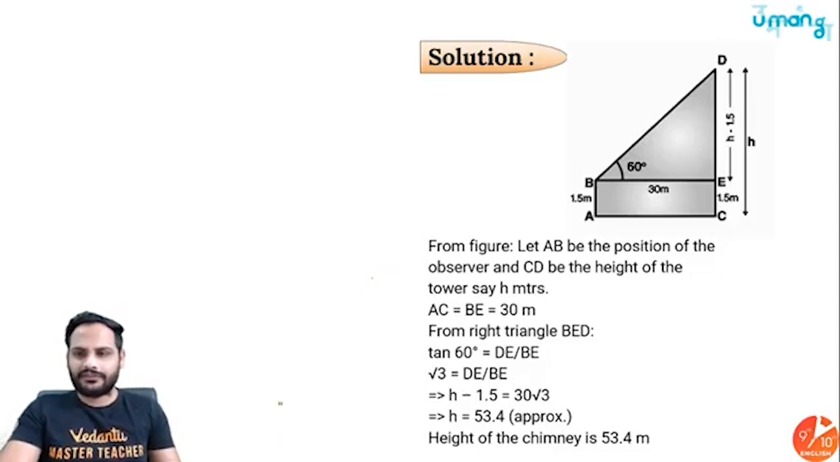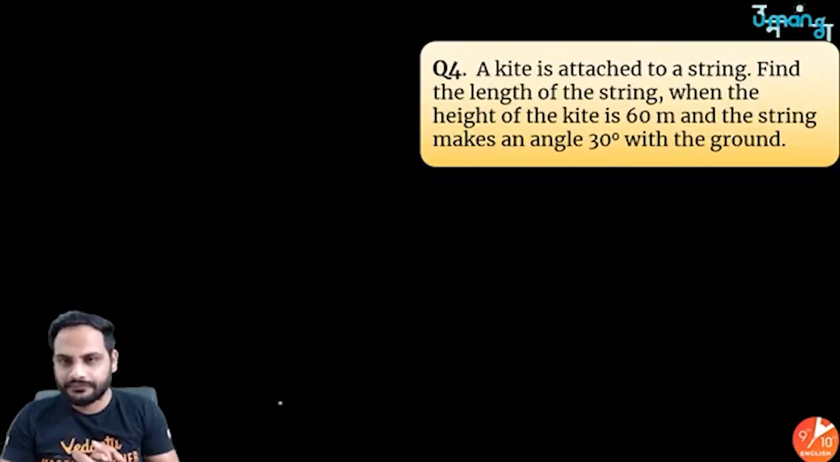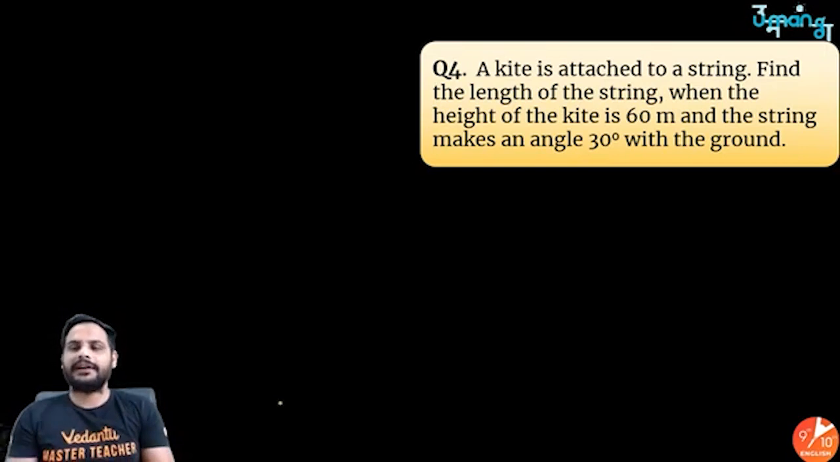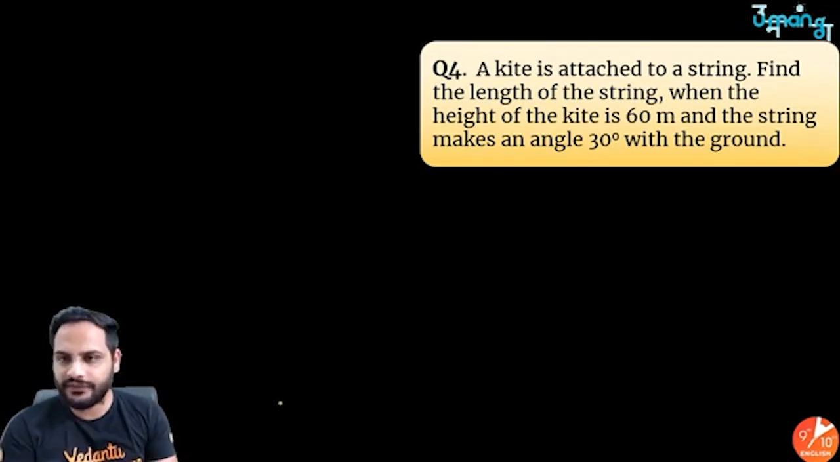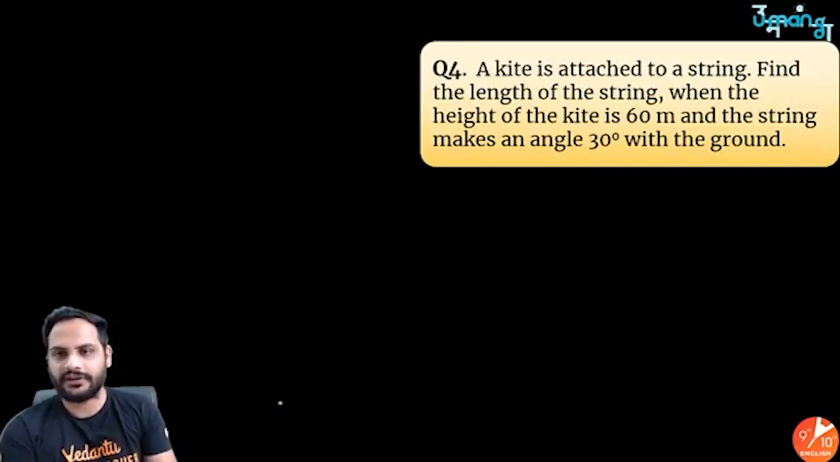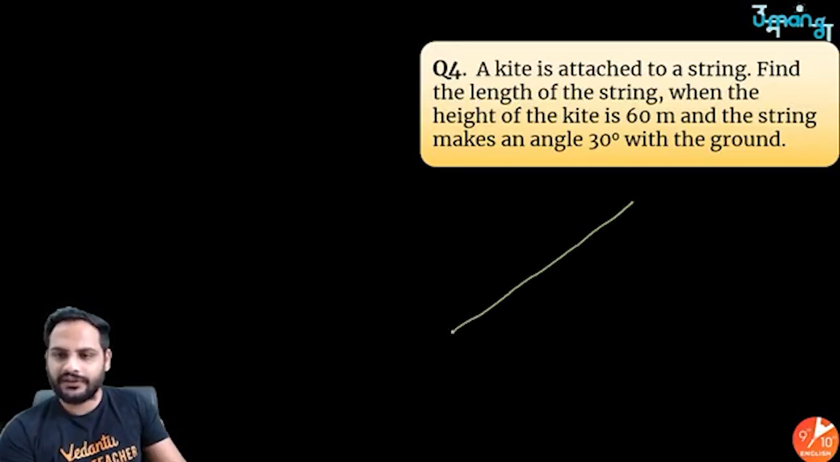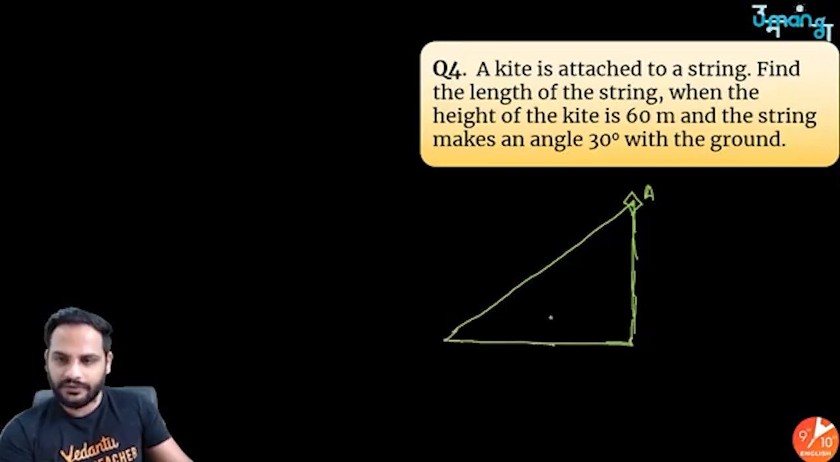Now let's go for the next question. The next question we have is this. A kite is attached to a string. Find the length of the string when the height of the kite is 60 meter and the string makes an angle of 30 degrees with the ground. Again, a very easy question. Kite is attached to the string. So the kite is somewhere over here, let's say point A. Remember, height is always taken as perpendicular to the ground. So the height of the kite is given as 60 meters.